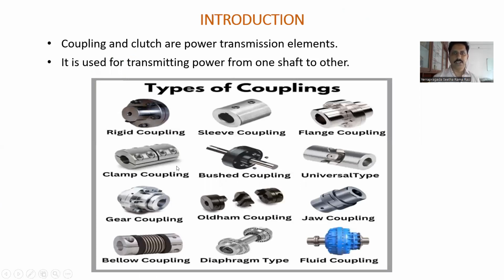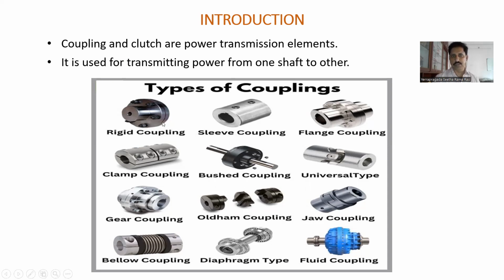We should see the picture of the couplings here in the slide. Coupling and clutch are power transmission elements, and both are used for transmitting power from one shaft to the other. What are the different types of couplings in the figure that you should observe? The rigid coupling, how it is similar to be here.